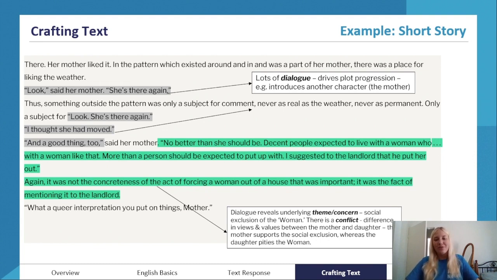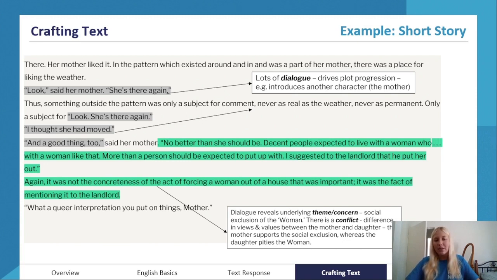I thought she had moved, and a good thing too, said her mother. No better than she should be. Decent people expected to live with a woman like that. More than a person should be expected to put up with. I suggested to the landlord that he put her out.